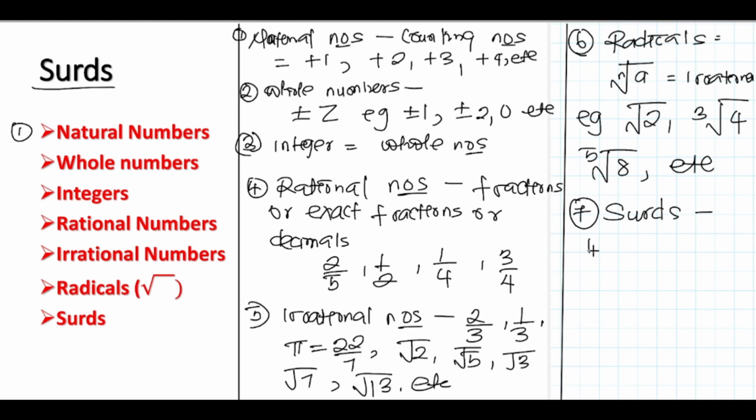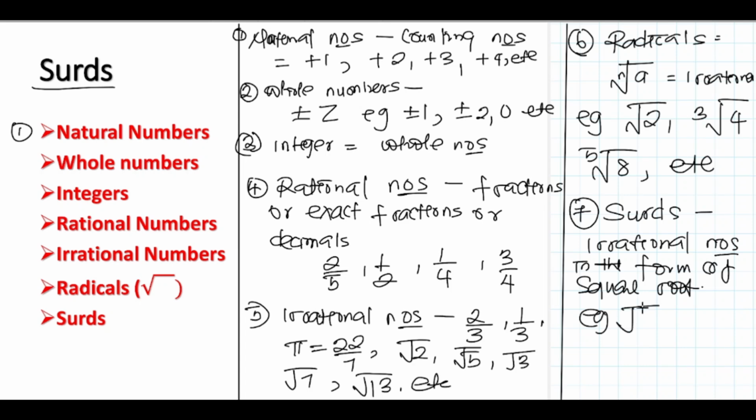Surds are irrational numbers in the form of square root. That's the definition. So surds are radicals. They are also irrational numbers, but they are in the form of square root.